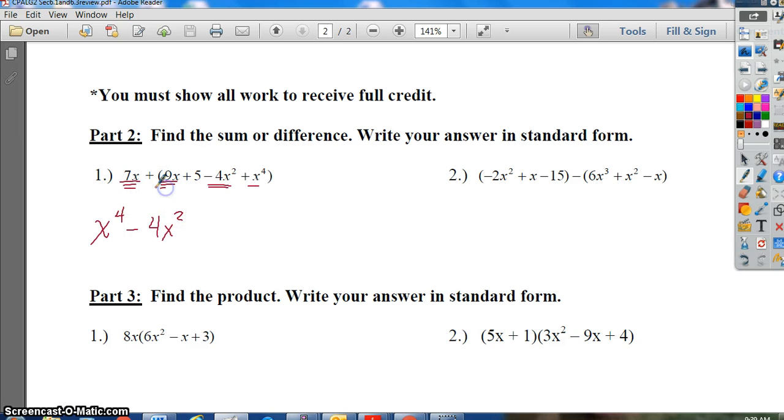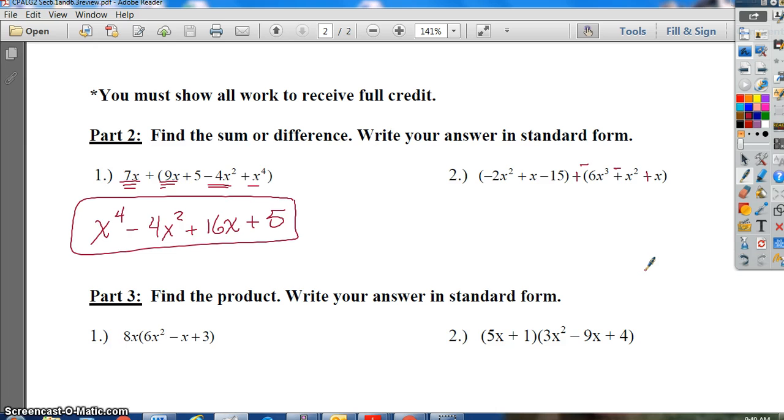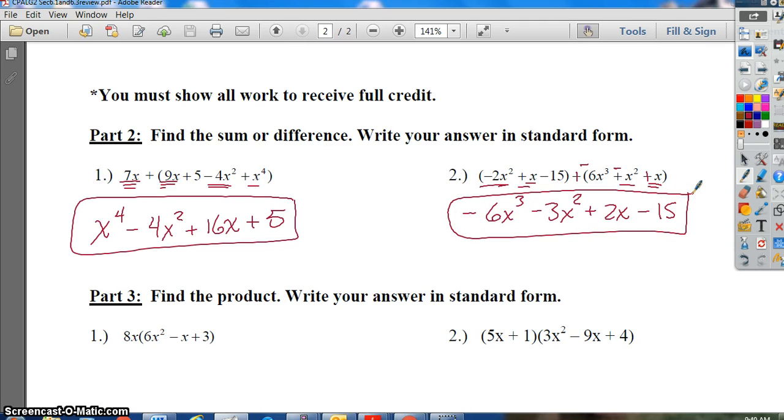7x and 9x make 16x, and then plus 5 on the proofs. So there's number 1. Number 2, I'm going to distribute this minus sign in. So I'm going to start with my largest exponent, which is to the 3rd, so I have -6x to the 3rd. And then I'm going to combine my x squared, which is -3x squared. And then I'm going to have x plus x, which is 2x. And then I'm going to have a -15 on here. All right? So that's part 2.